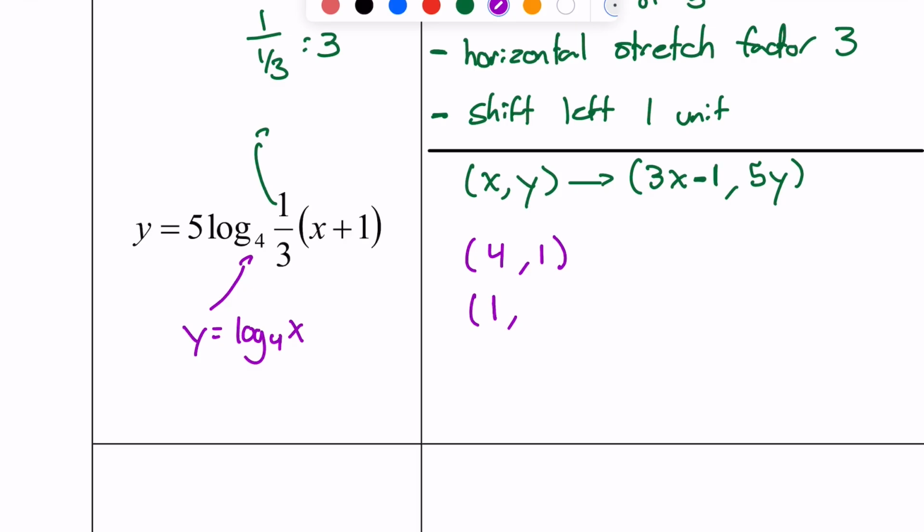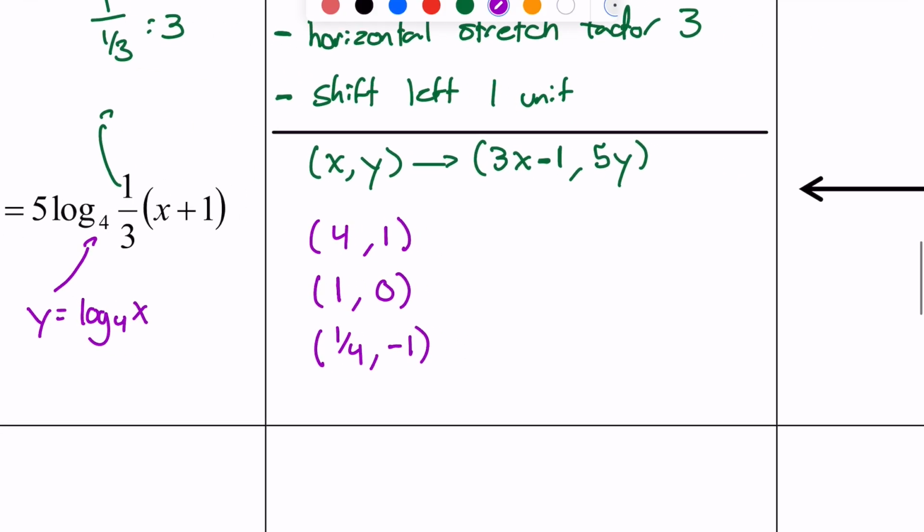And then log of 1, whatever the base, is always going to give you 0. And then the third coordinate you use, this one right here, is 1 over b. So in that case, we're going to be using 1/4. And then that will give us a y coordinate of negative 1. Okay? So we're just getting nice, easy points to work with. Let's transform them. So when I transform the 4 and the 1, I'm going to get 11 for my x, 5 for my y.